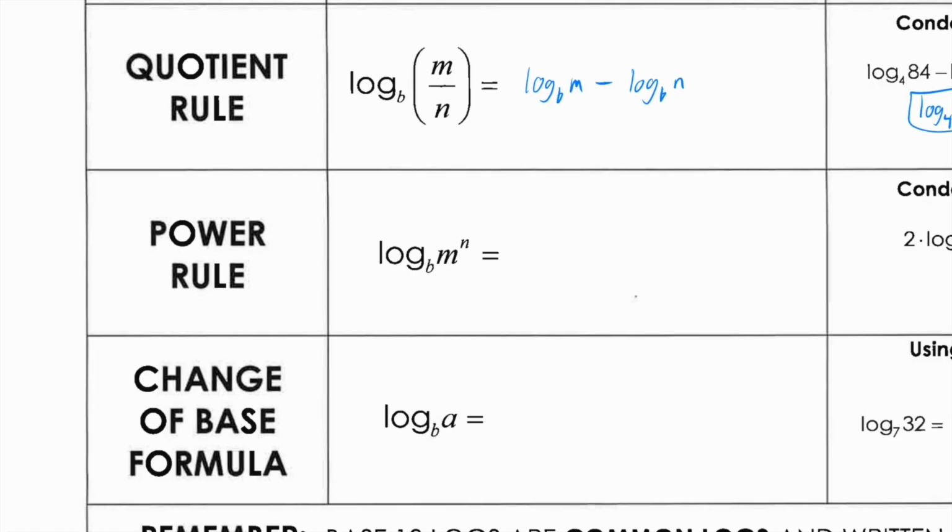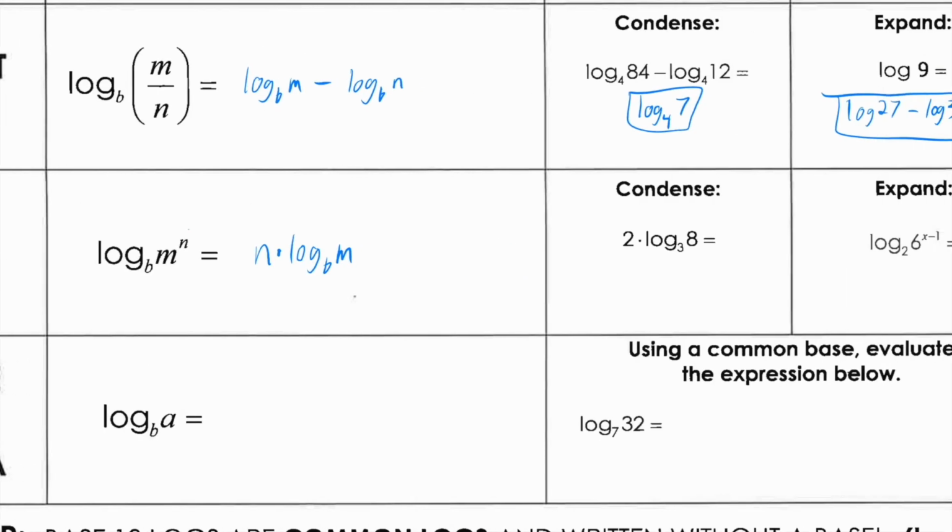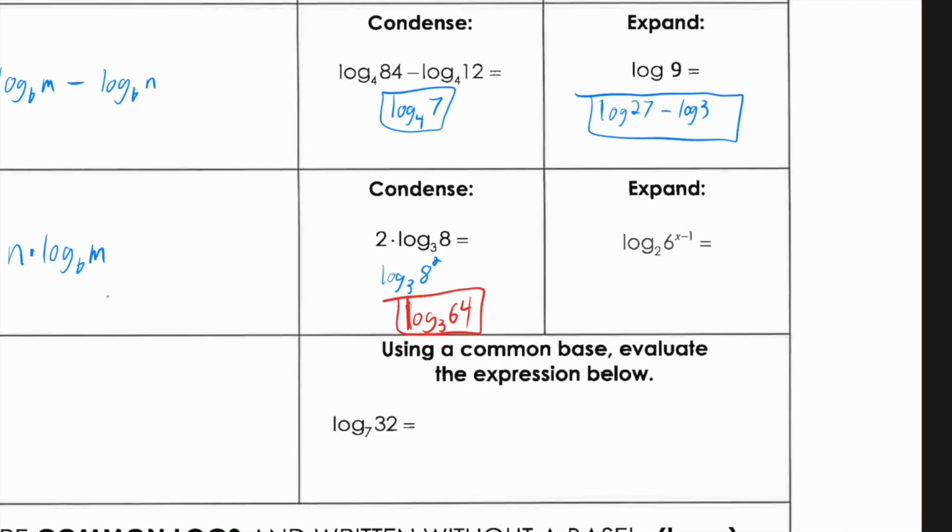The power rule, log base b of m to the power of n. We bring this exponent out in front as a coefficient, so n times log base b of m. So condensing, make 2 the exponent, log base 3 of 8 squared, which really is log base 3 of 64. And then if you expand, we have this x minus 1 out in front as a coefficient, but in parentheses, because it's all a coefficient, and we need to emphasize that, times log base 2 of 6.